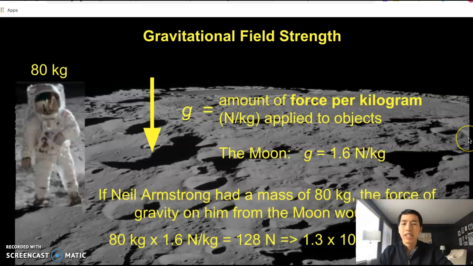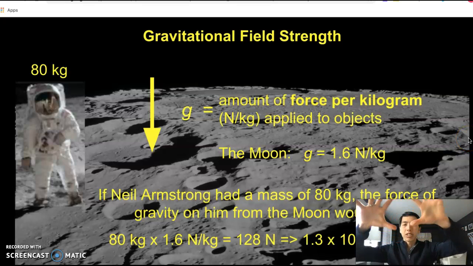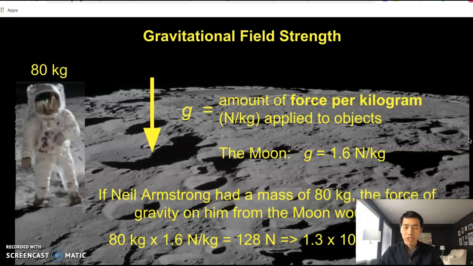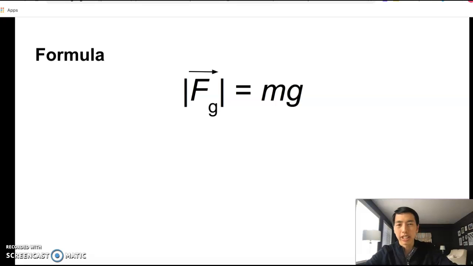So what's going on is that the moon creates this whole force field around it, all over its surface. We call it a force field, the gravitational force field. And any time an object enters that force field, such as an astronaut, that force field is going to cause a force of gravity on that object. And the amount of gravity is just going to be 1.6 times however many kilograms that person is. That's the number for the moon, and it's different for other planets, and we'll get to that.